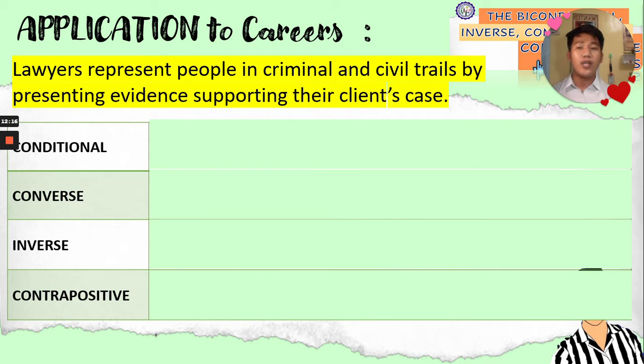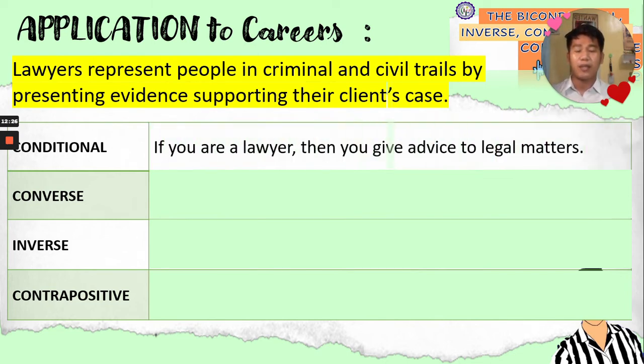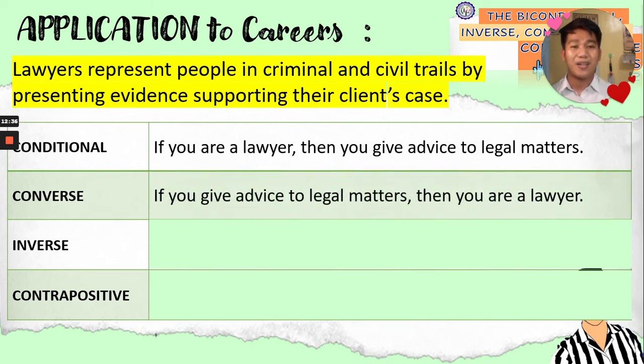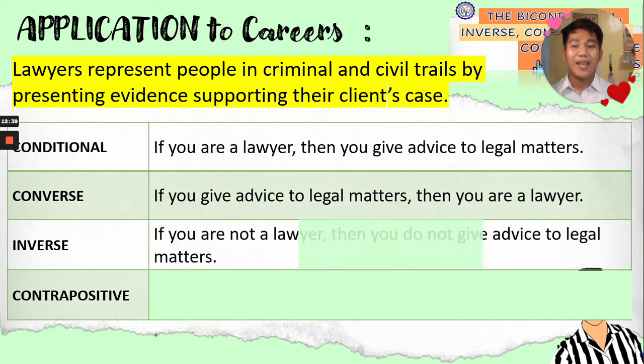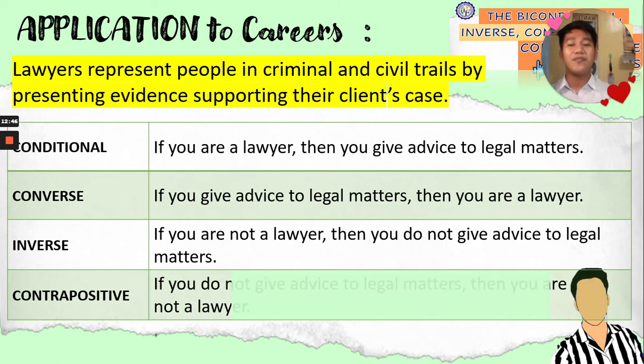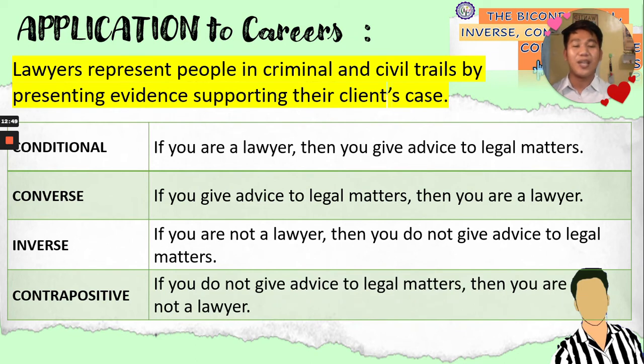Like, for example, lawyers. Lawyers represent people in criminal and civil trials by presenting evidence supporting their client's case. Now, here is the conditional statement about lawyers. If you're a lawyer, then you give advice on legal matters. And its converse, if you give advice on legal matters, then you are a lawyer. And its inverse, if you are not a lawyer, then you do not give advice on legal matters. And for the contrapositive, if you do not give advice on legal matters, then you are not a lawyer.